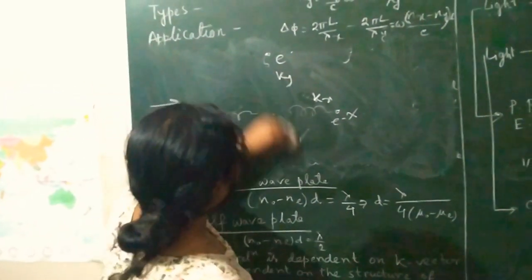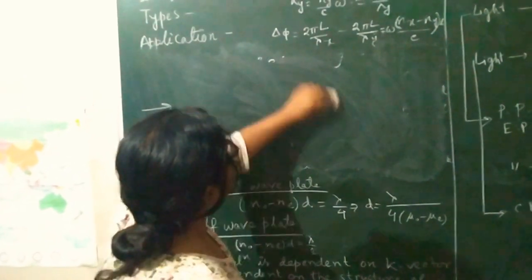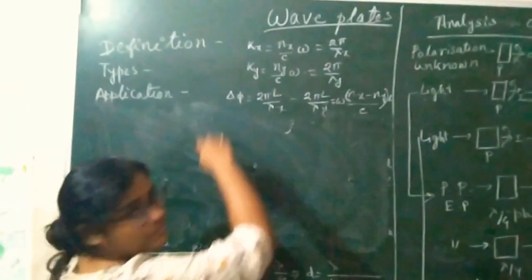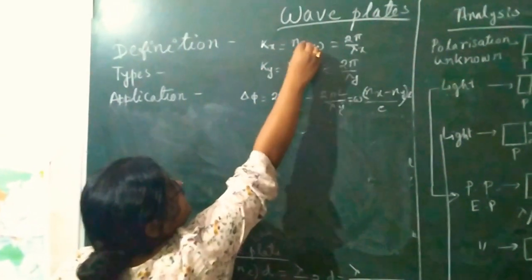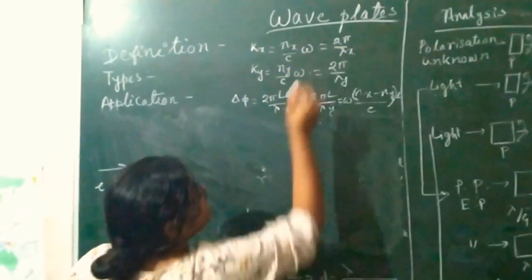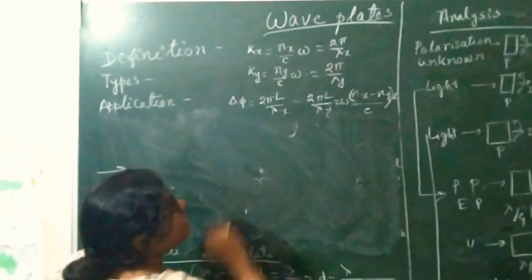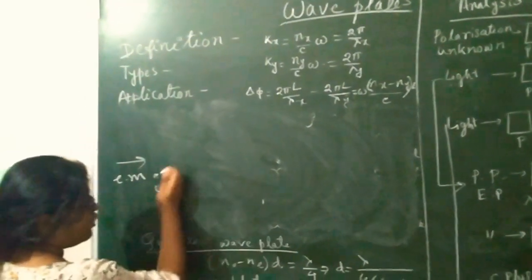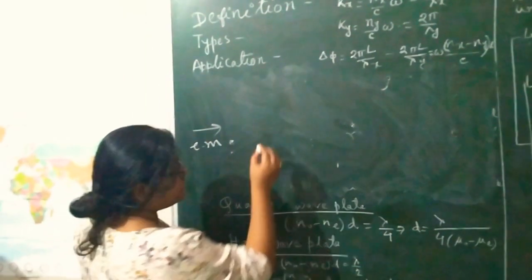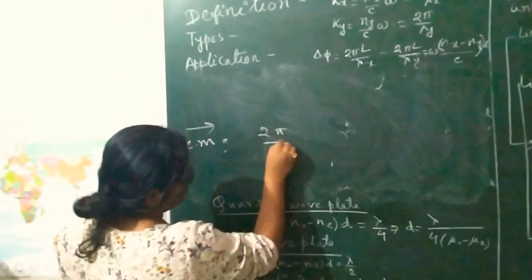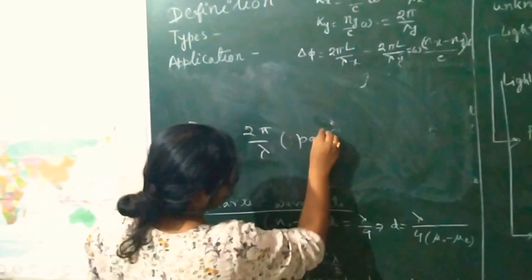So suppose along x, in terms of refractive index, we can write kx as nx by c into omega, that is 2 pi by lambda x, and ky will be ny by c into omega, that is 2 pi by lambda y. So we all know that the phase difference is 2 pi by lambda into path difference.